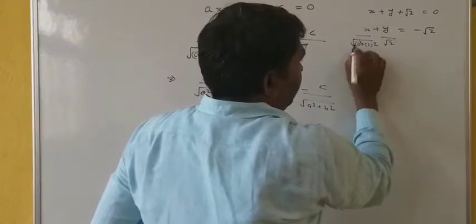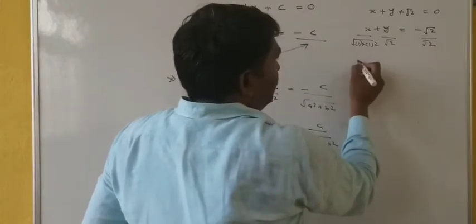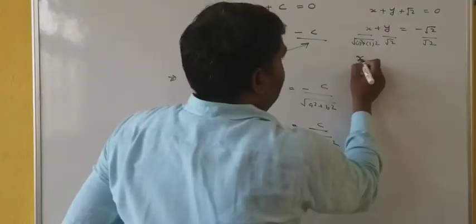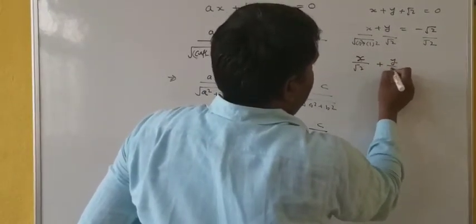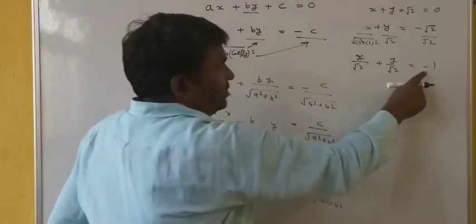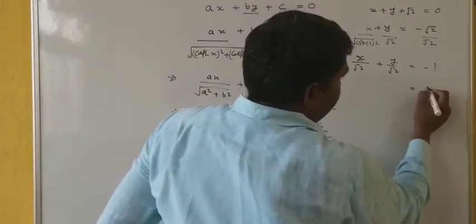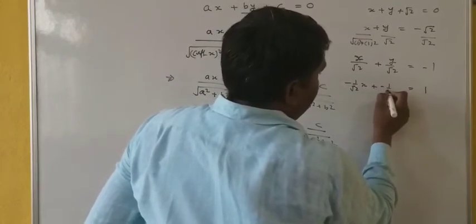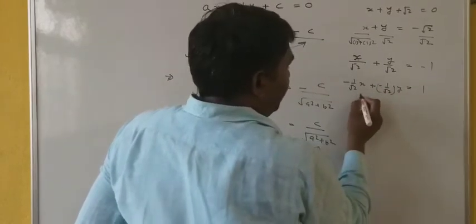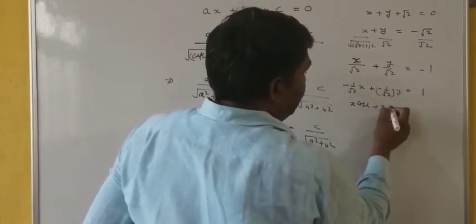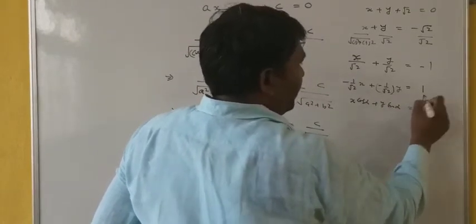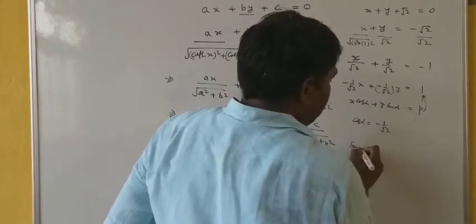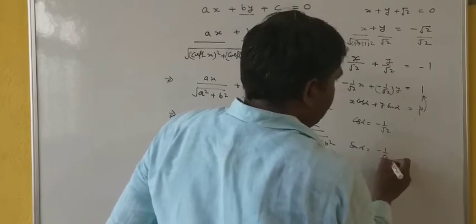Similarly, under root it will become 2, and here root 2. So x upon root 2 plus y upon root 2 is equal to minus 1. This negative sign should be moved inside, so minus 1 upon root 2 times x plus minus 1 upon root 2 times y. Comparing with x cos alpha plus y sin alpha is equal to p, where p is the length of the perpendicular, cos alpha is equal to minus 1 upon root 2 and sin alpha is equal to minus 1 upon root 2.